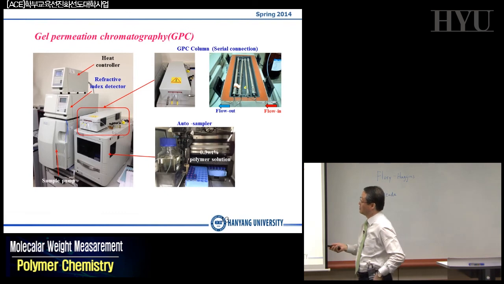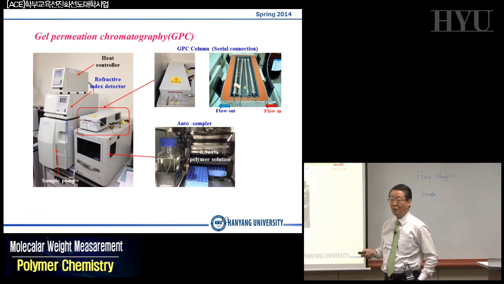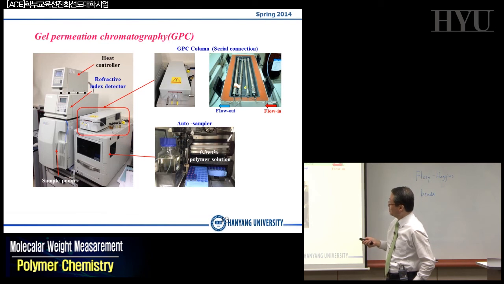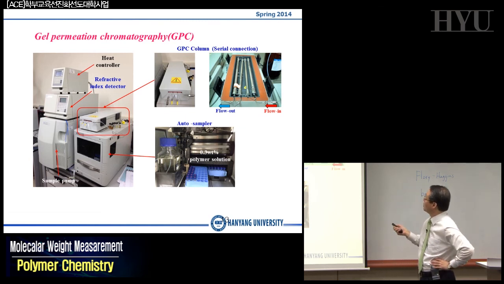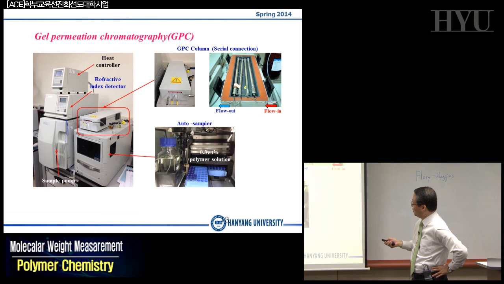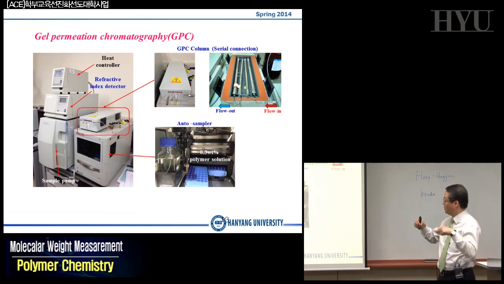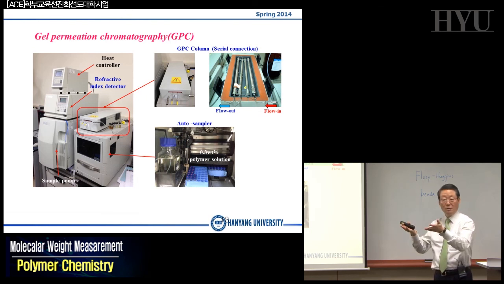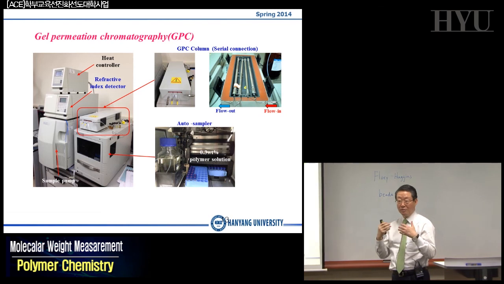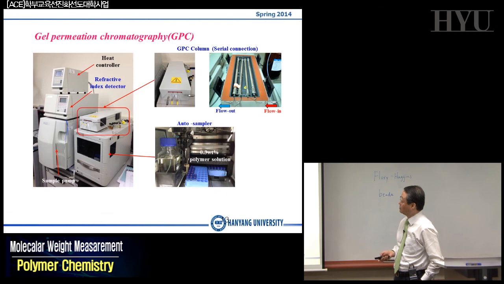So I can show you, this is a typical GPC, one of the GPCs on the ninth floor here. We have the detector, we have a heat controller, and we have a column inside. Inside this serial column, we have several columns, and we have a reservoir. We can have an automatic sampler, so you put the polymer samples here and put them in. If you just order it to measure the molecular weight of each sample, the computer will tell you later on, or next morning you can come up with the molecular weight measurements. So this is a typical example of a GPC.